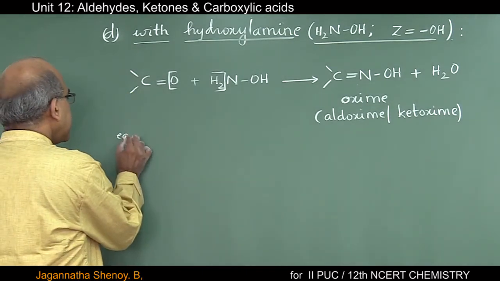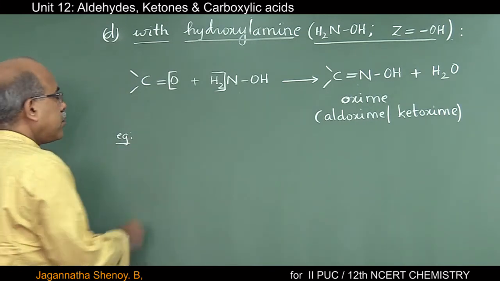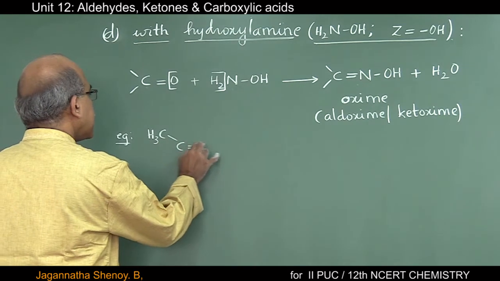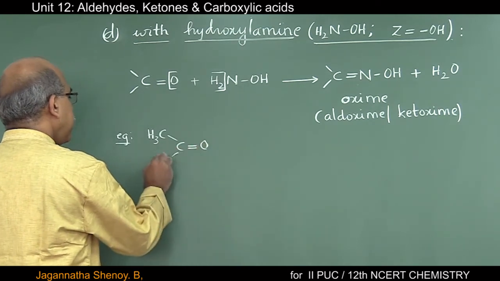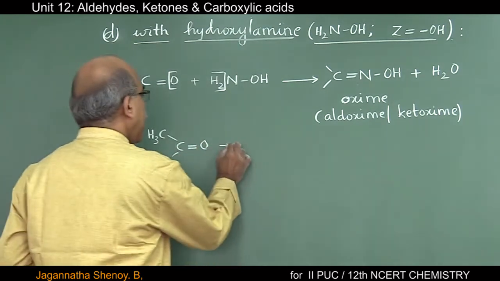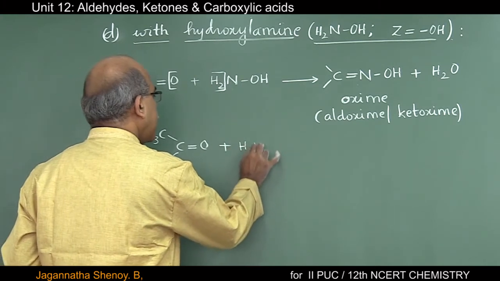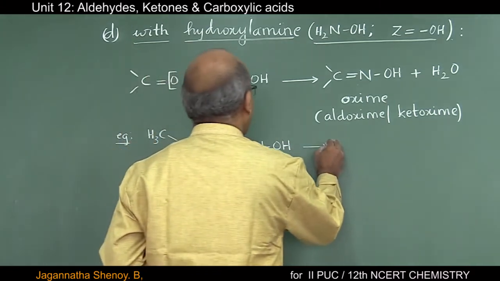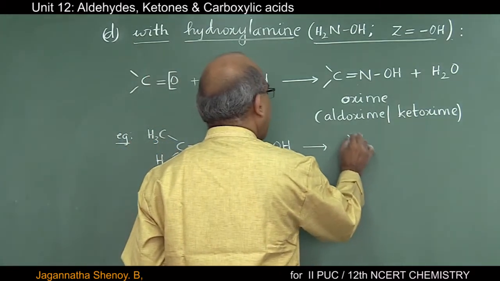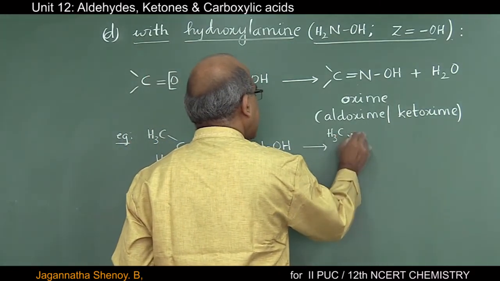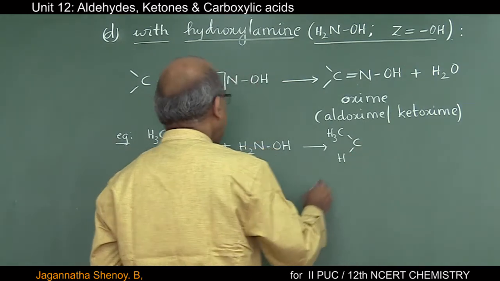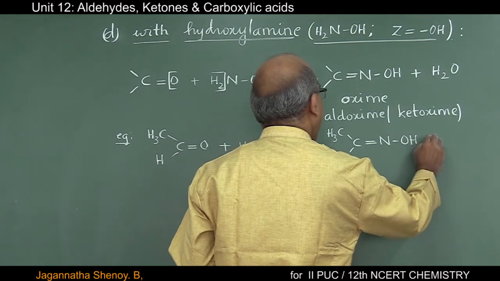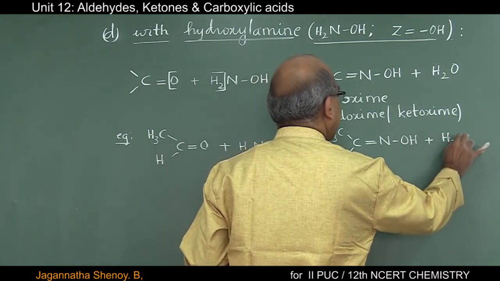So if I consider the example, I'll start from, let us say, acetaldehyde, CH3CHO. Make it react with hydroxylamine, NH2OH. So what about the product formed? You have a carbon, thereafter it is a CH3, single bond H, and a double bond N, OH. In addition to that, we get water.